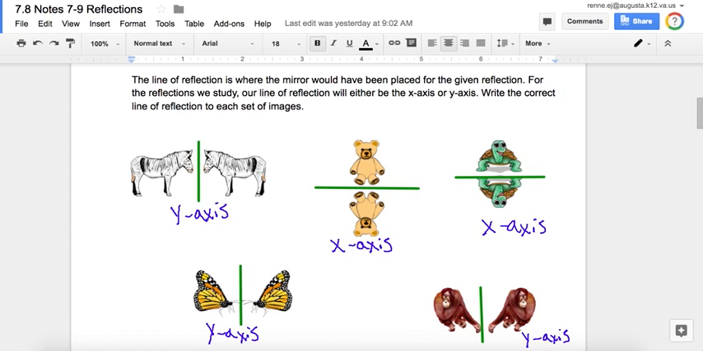Okay, let's look at some examples of reflections and what it looks like after we reflect it over the x or the y-axis.